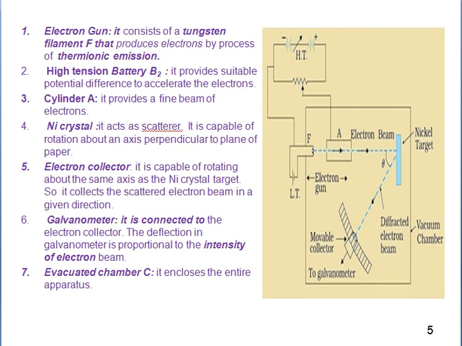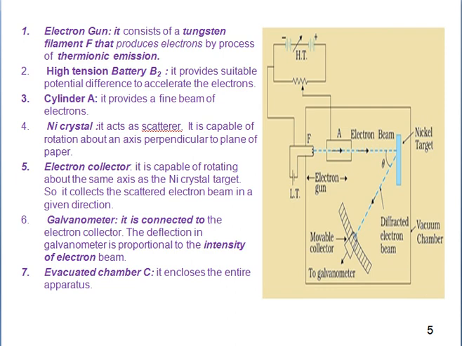The next one is the cylinder. A is the cylinder. This cylinder provides a fine beam of electrons, so the fine beam of electrons passes through this cylinder.